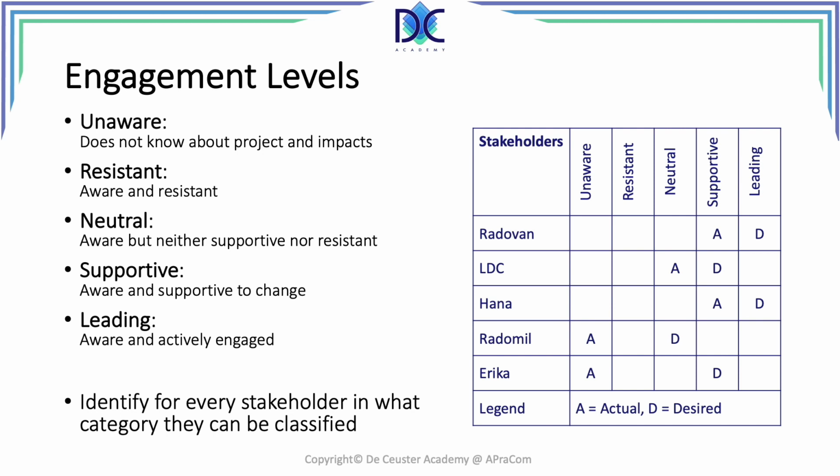And we want to see what engagement level we want to get them to. And we see Radovan should be leading. Important person, at this moment he is only supportive. Mia should be supportive. Hannah should be leading. Radomil should be neutral, and Erika should be supportive. So basically, with this matrix, we can see where the stakeholders are and where they should be, so we can plan the necessary actions.